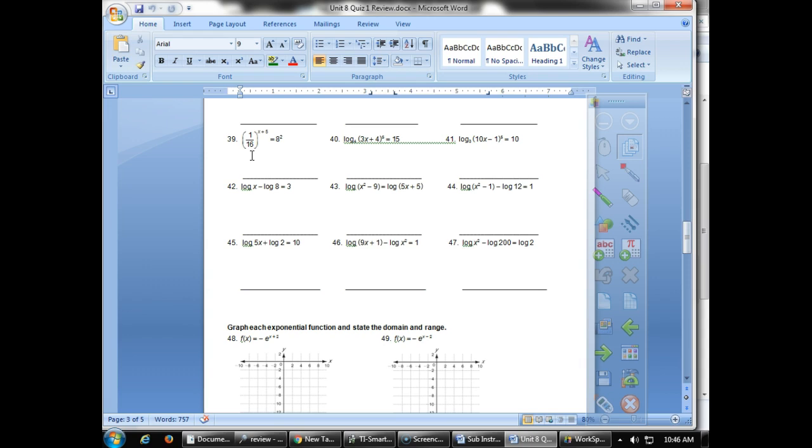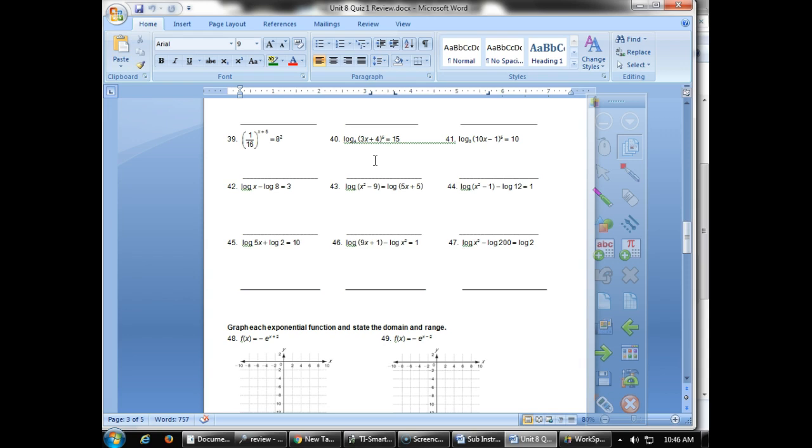So there are no logs there. When I look at number 40, I do have logs. They're on the left, not on the right. This is going to have to be a rewrite where I do 4 to the 15th is equal to all of that. I might simplify it a little bit first, but you're looping around. So see how 39 and 40 look very different. Know the approach for each of those.